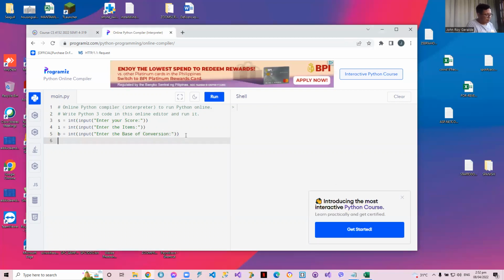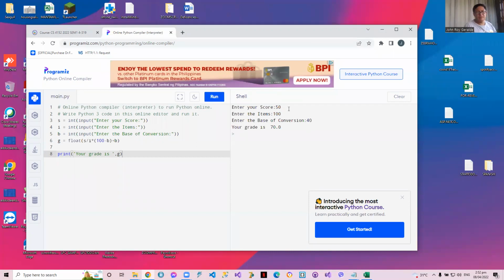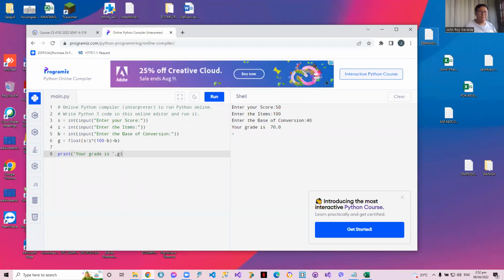So this is a simple program that computes the grade. You run, for example, 60 out of 100, and the base of conversion is 40. The grade is 76. You know how to compute the grade. I've introduced this to you last meeting, the base being the lowest possible grade.